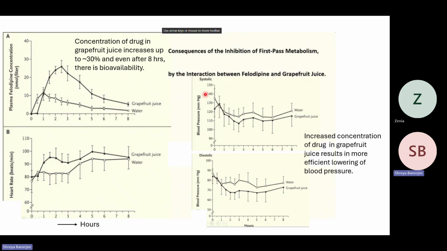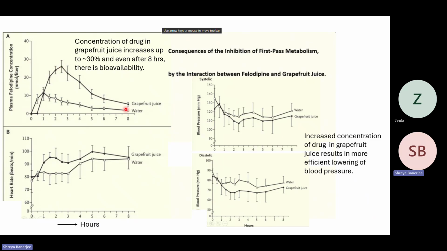Studies have shown this is the felodipine concentration if the drug is taken with water and if the drug is taken with grapefruit juice. Concentration of drug in grapefruit juice increases up to, say, around 25%, even after. So if you're taking water, the maximum concentration of the drug is only around 10%. But in grapefruit juice, it goes up to 27, 28%.